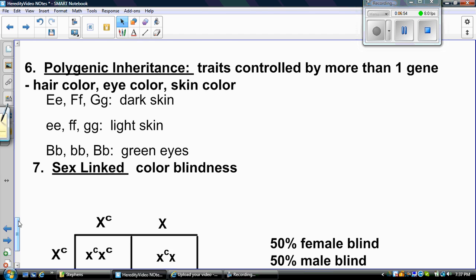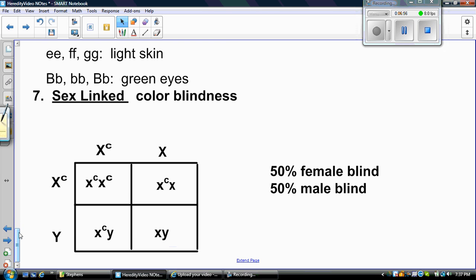Okay, the last thing we're going to talk about are traits that are inherited on your X and Y chromosomes. These are called sex-linked traits. Remember, X and Y chromosomes are the chromosomes that determine gender. For females, you have to have 2 X's. For males, it's an XY. And remember, a female will always donate an X allele. The male is the one who determines the gender of a baby. So the male will either donate an X allele or a Y allele.